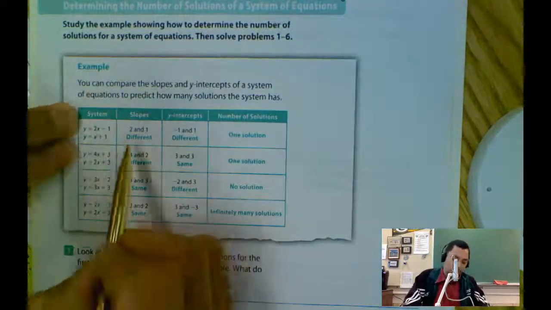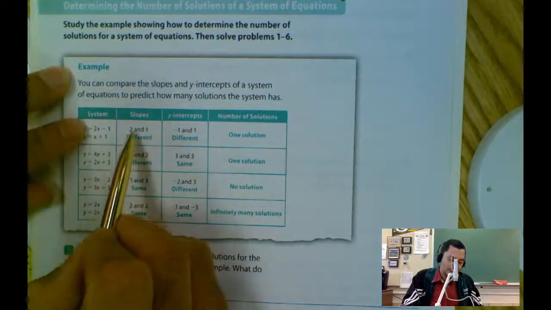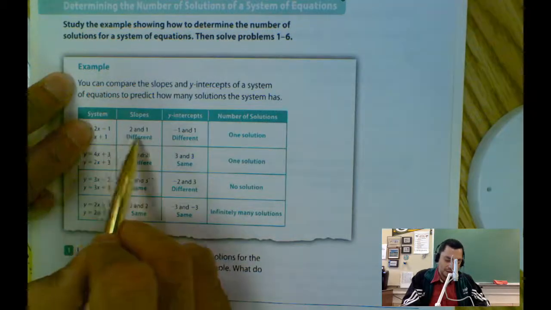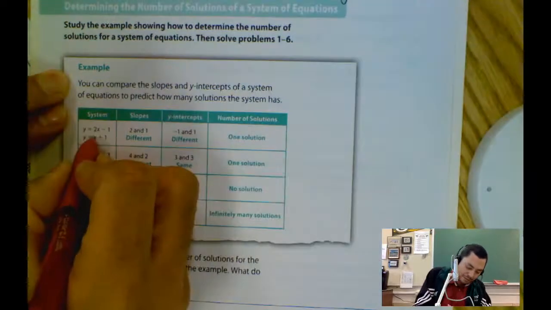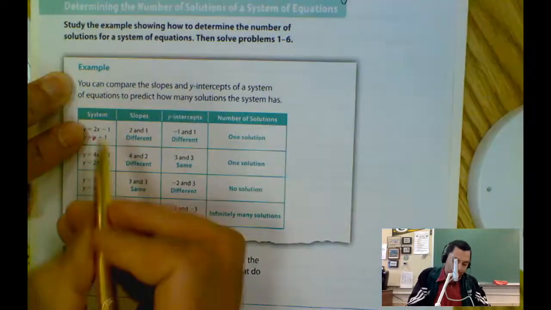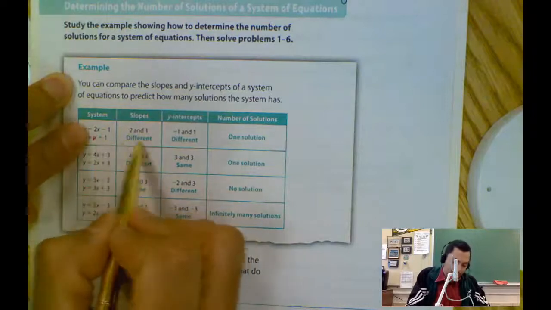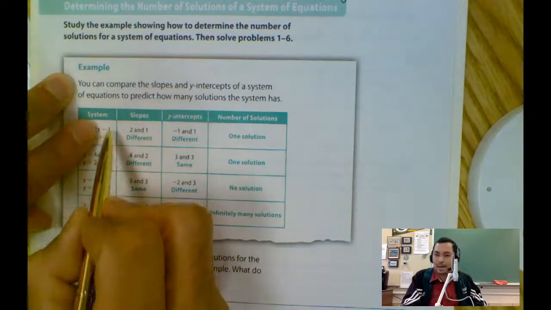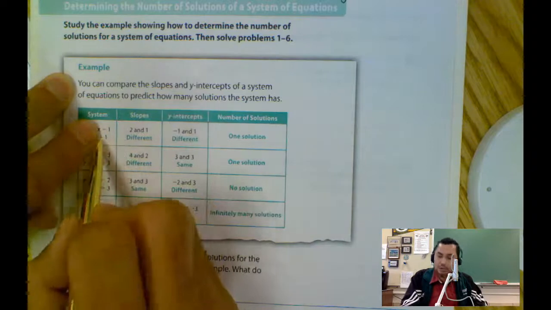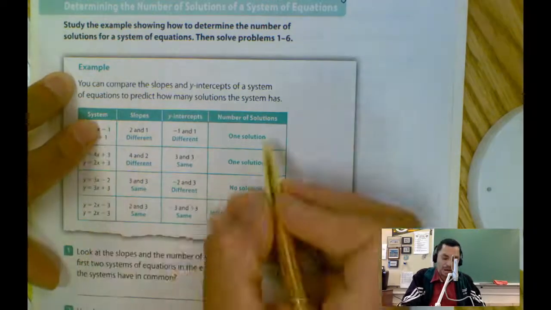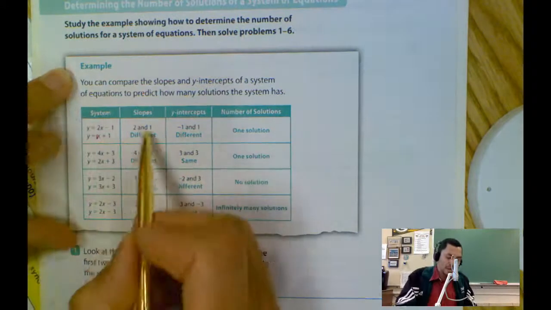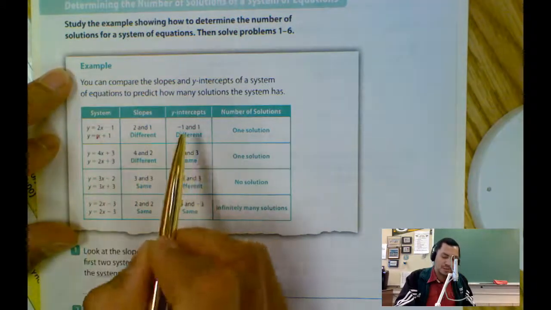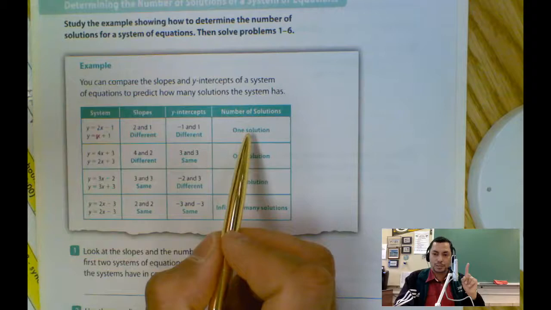I'm going to start with these two. For example, look at this one. So I have slopes. They are different. It's 2 and 1 every time. If you don't have a number in front of your x, put 1. So instead have 2 and 1. They are different. And the y-intercepts, the constant number, are different. How many solutions? One solution. So this table is really important. Different slopes, different y-intercepts, you get one solution.